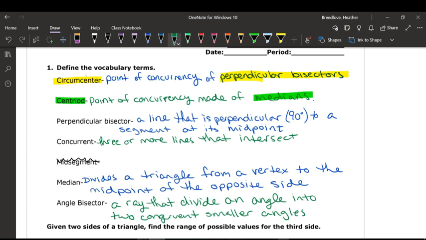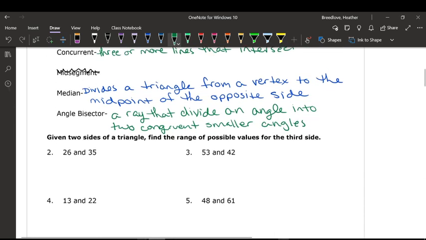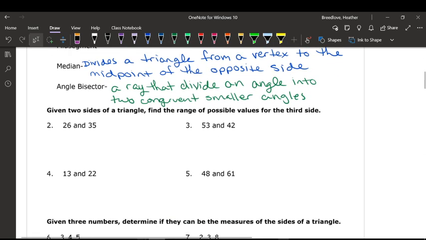Okay. Next is given 2 sides of a triangle, find the range of possible values for the third side. So remember when we did this, I had these little plastic sticks. And I said, you have 3 sticks and you want to make a triangle, then when you take the 2 smaller ones and you add them together, they must be longer than the third side.